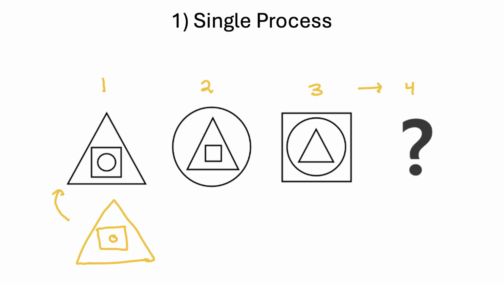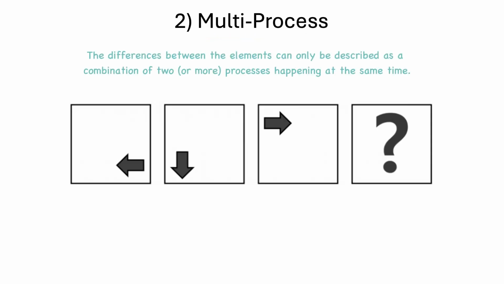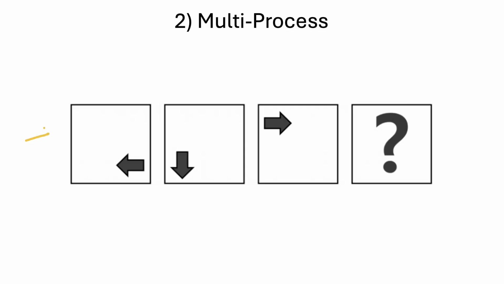So another common type of figural series is the multi-process type of problem. And here, the differences between the elements can only be described as a combination of 2 or more processes that happen at the exact same time. So of course, here we have an example which we will work through. But what you need to know is that in this series, the arrow will undergo 2 changes simultaneously. Again, this is no longer a single process. This is a multi-process problem. So let's take a look at the example and see if we can identify what these 2 processes are.